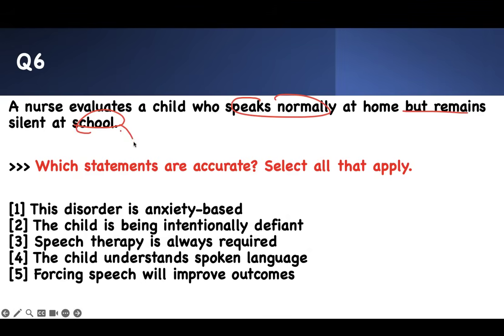And you know what it is? Selective mutism. And the key concept is what? Pick your answer and let me know. Stop the video and learn from it. Select your answer and see, so that you can keep your score.